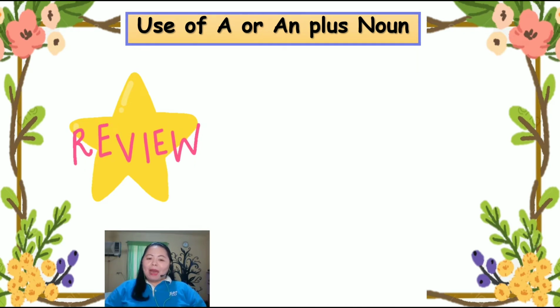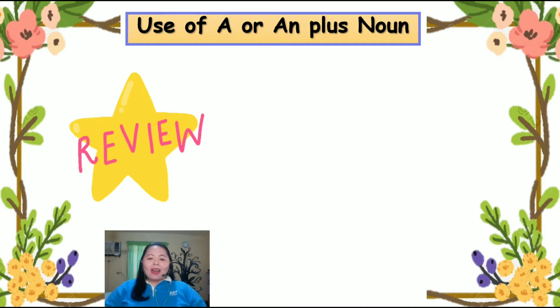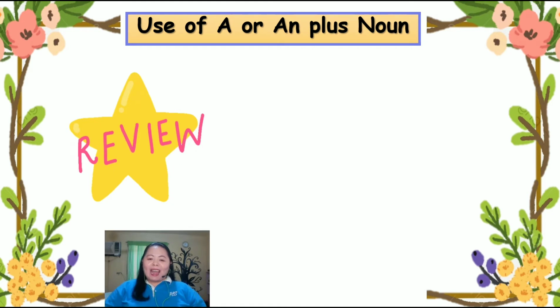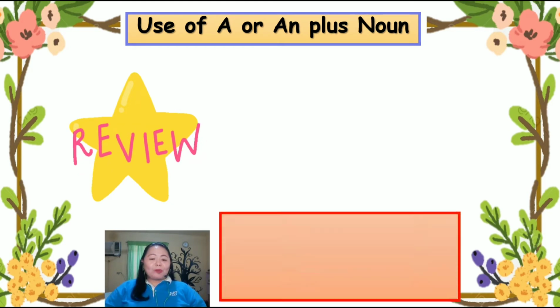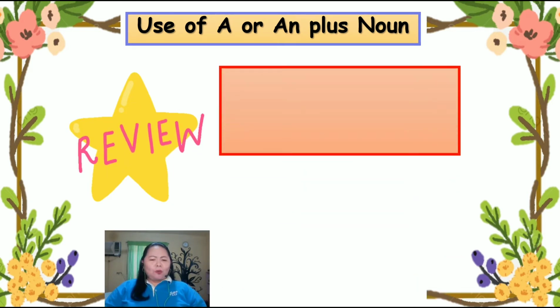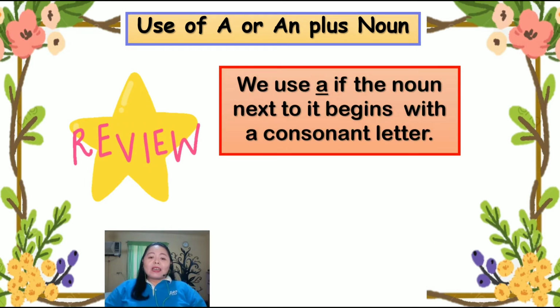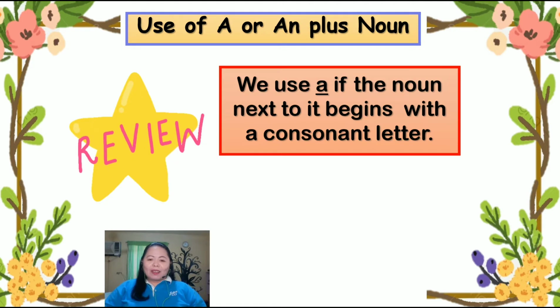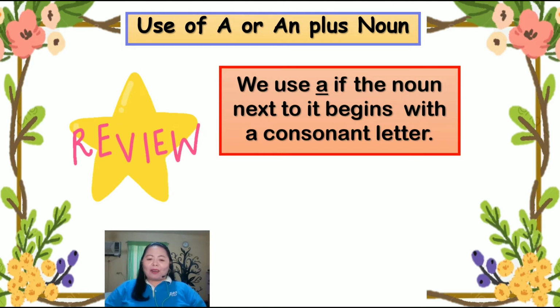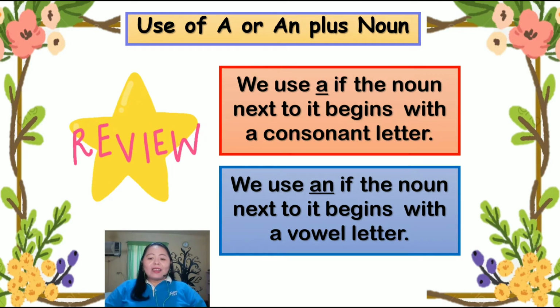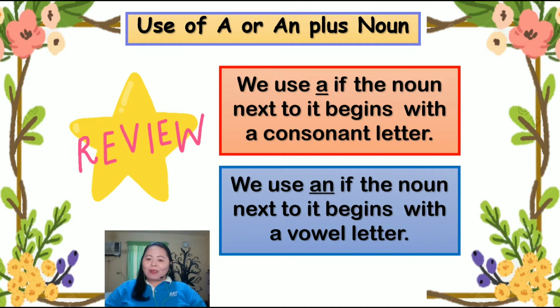Now, class, remember, articles a or an are what we call indefinite articles, simply because they are used together with a common noun. So let's start off first with the article A. When do we use the article A? Yes, we use it if the noun next to it begins with a consonant letter or a consonant sound. The article an, on the other hand, is used if the noun next to it begins with a vowel letter or a vowel sound.